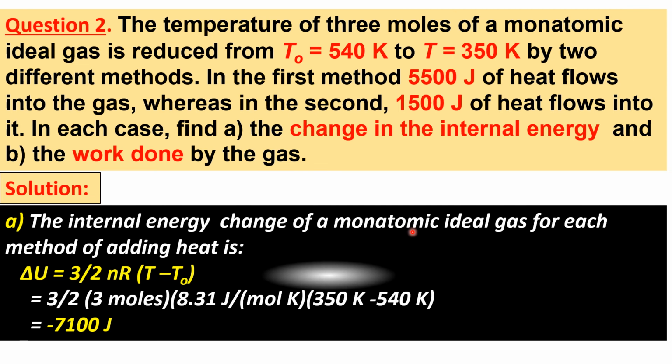So for our solution for letter A, we just make use of the formula for determining delta U suggested earlier: 3 halves times the number of moles multiplied by the universal gas constant R, and the temperature difference, that is T minus T naught, is equal to delta U. Now, substituting, of course, we have 3 halves times 3 moles multiplied by the constant, capital R, and the change in temperature from 540 Kelvin to 350 Kelvin. So 350 minus 540, doing your algebra, we will get delta U equal to negative 7,100 joules. So the negative sign again means that the internal energy of the gas has decreased.